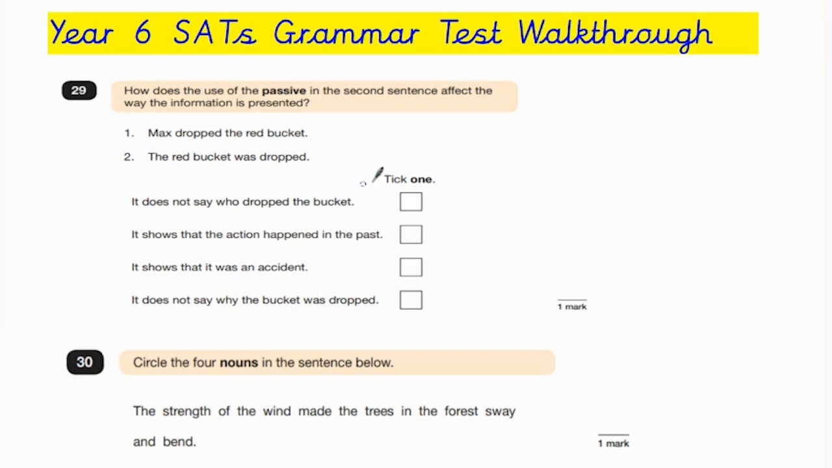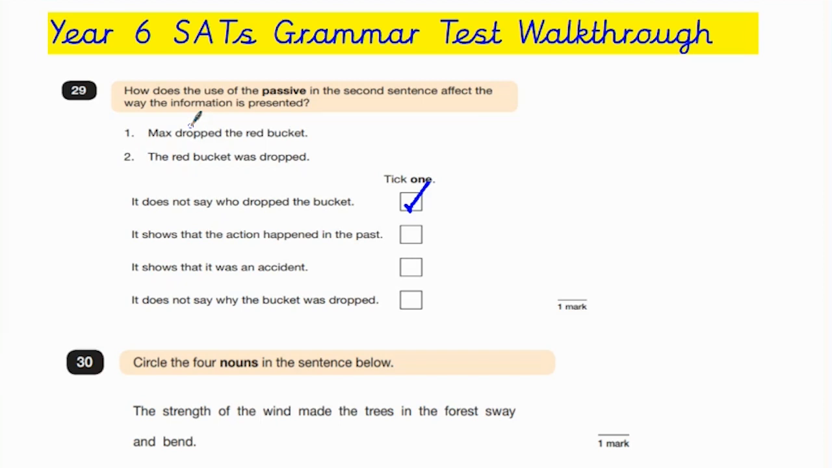Now, I think we definitely need to tick the first one because it makes it seem as if we do not know who dropped the bucket. So it goes from Max dropping the bucket to the red bucket being dropped. These kind of passive structures are usually found in genres such as newspaper reports that report things that have happened.